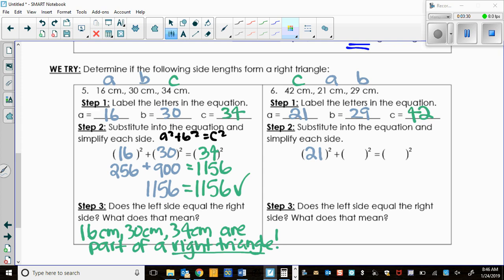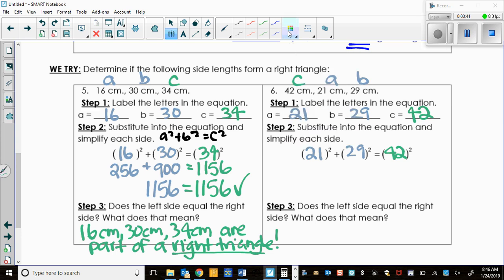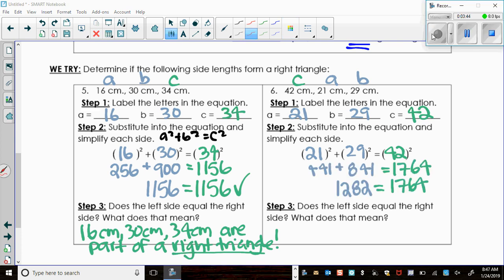Go ahead and substitute that into your formula. And let's see if we get the same answer for both sides. So if you want to go ahead and do this on your own, you can. Pause this video and then check back with me. Alright, so I've decided to simplify both sides, and when I do, I find out that I have 1,282 is equal to 1,764. That is not true. They're not equal on both sides.